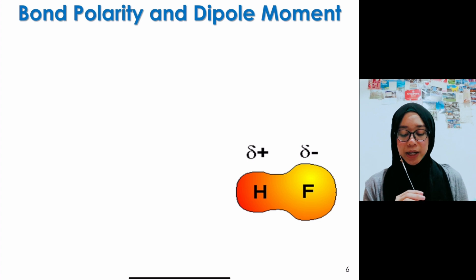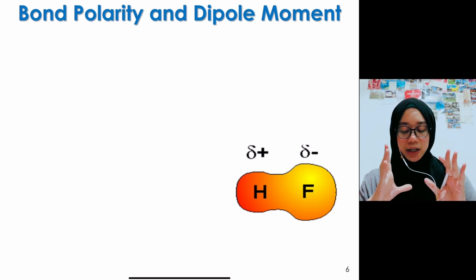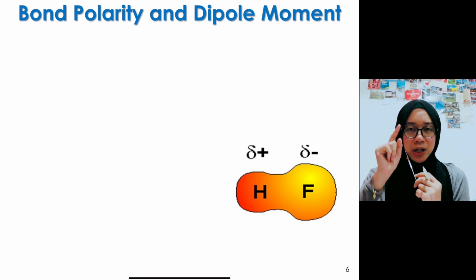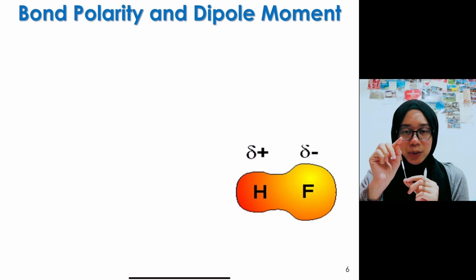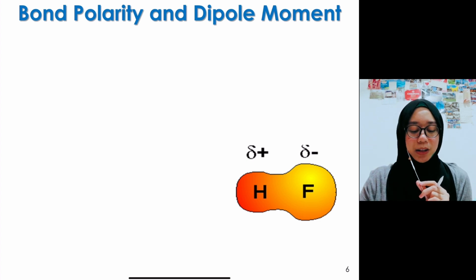Okay, so as you can see, dekat bahagian fluorine ada satu region yang besar kan. Meanwhile dekat hydrogen pula ada satu region yang macam kecil. Dan kamu nampak juga ada plus sign dengan negative sign, but with a Greek symbol dekat situ. So nanti kita akan tengok apa benda tu sebenarnya.